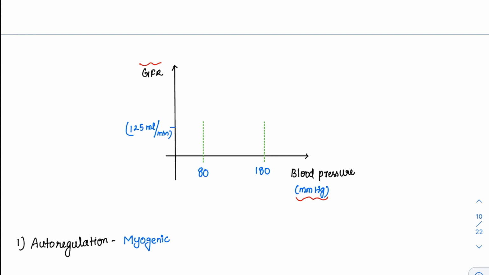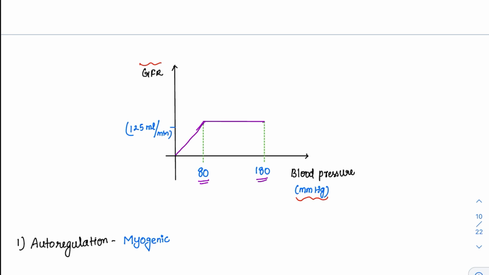What they found out is that whenever the blood pressure was changing, initially the GFR was increasing, but once the blood pressure reached 80, from 80 to 180, the blood pressure can change by around 100 mm of Hg, but still the GFR will be maintained at 125 ml itself. That is the beauty of GFR. It is constantly maintained at 125 ml per minute, even with gross changes in pressure.